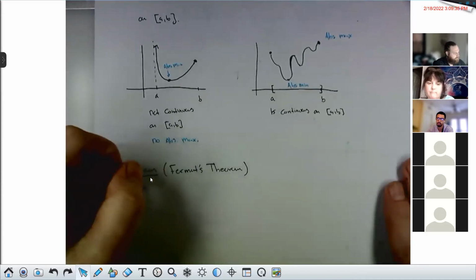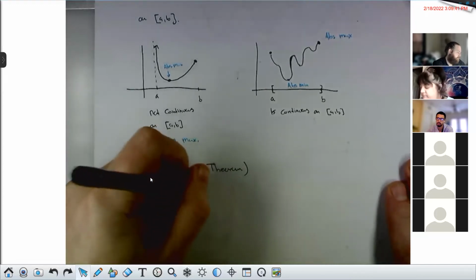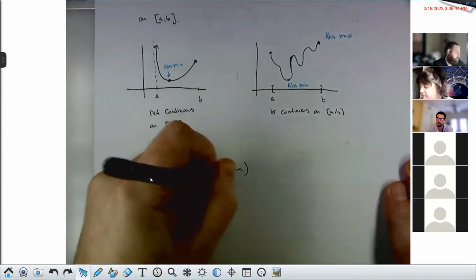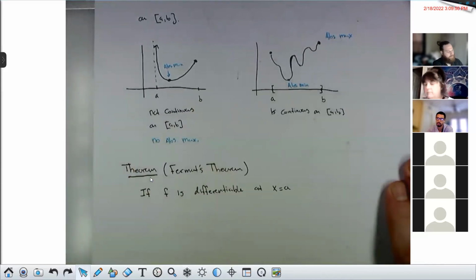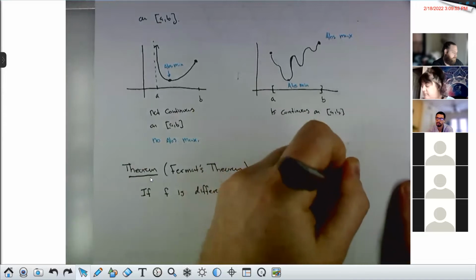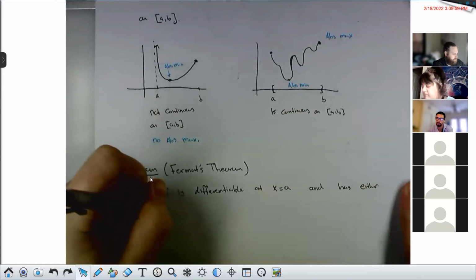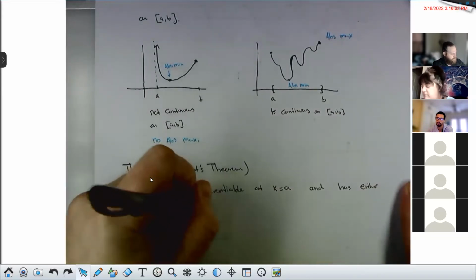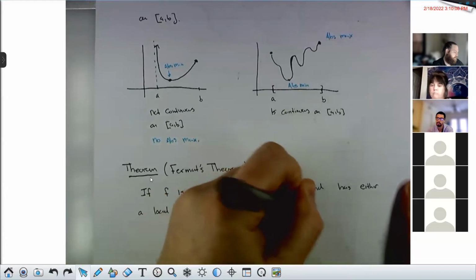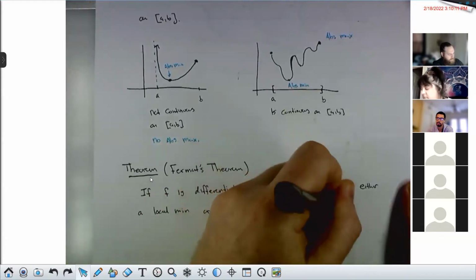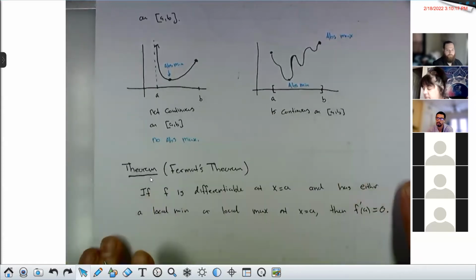And this says, if f is differentiable at x equals a and has either a local min or local max at x equals a, then f prime of a must be 0.